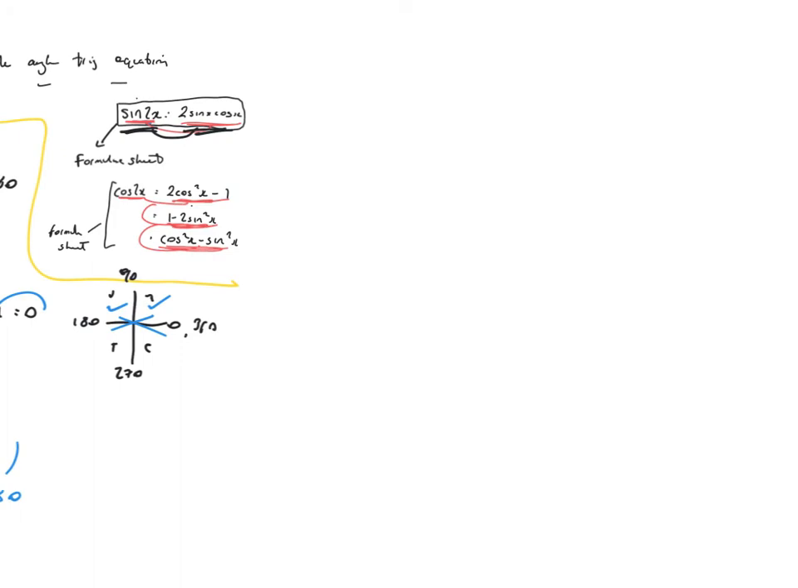Okay, example 2. We're going to solve sine 2x minus 3 sine x equals 0, with solutions that lie between 0 and 360. Okay, so let's just confirm again: a double angle trig equation. I'm going to use that substitution: sine 2x equals 2 sine x cos x. I'm going to replace sine 2x with 2 sine x cos x minus 3 sine x is equal to 0.